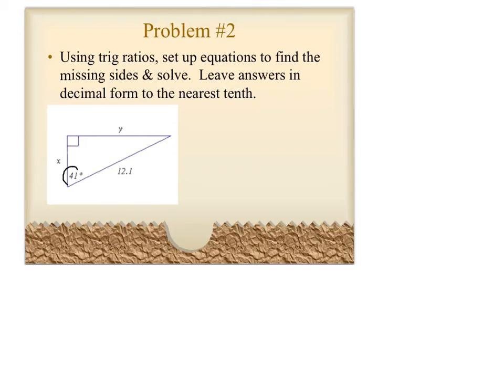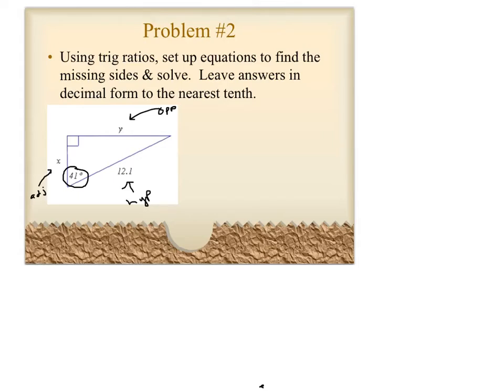So I got 41. So based on what I have, an adjacent side, which is right here. So this is the adjacent, and this is the opposite, right? Because it's across. And this guy right here is my hypotenuse, okay? And so now I'm going to go ahead and set up my trig ratios. I need to find y and x.